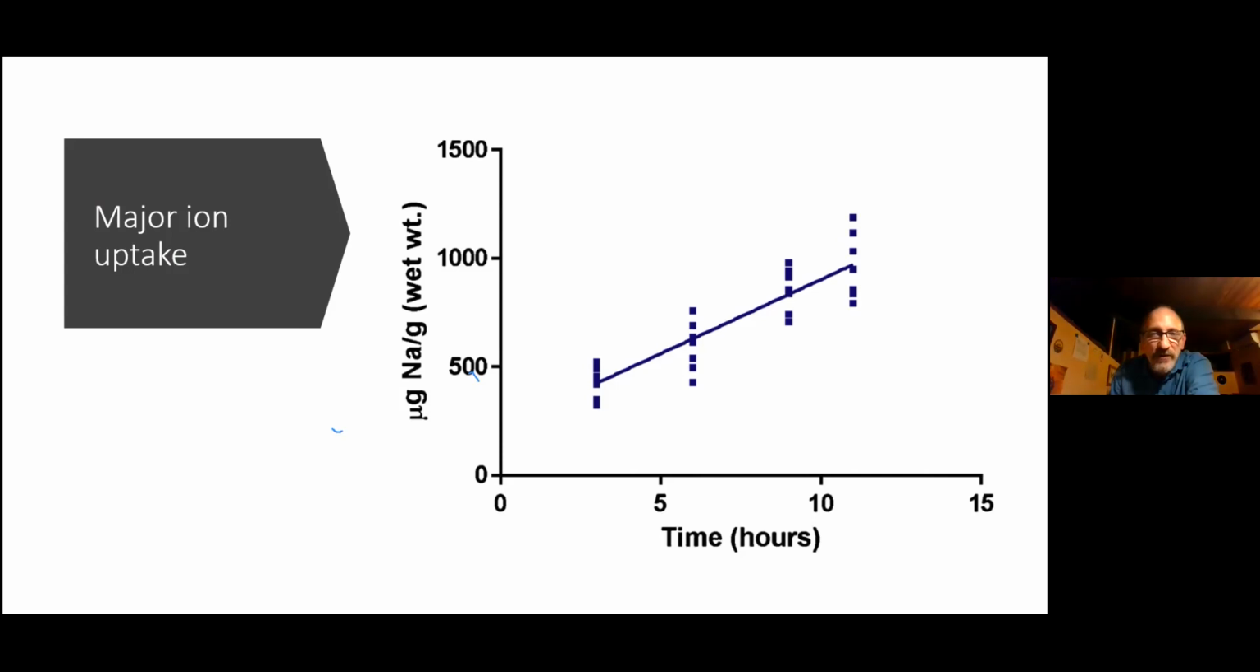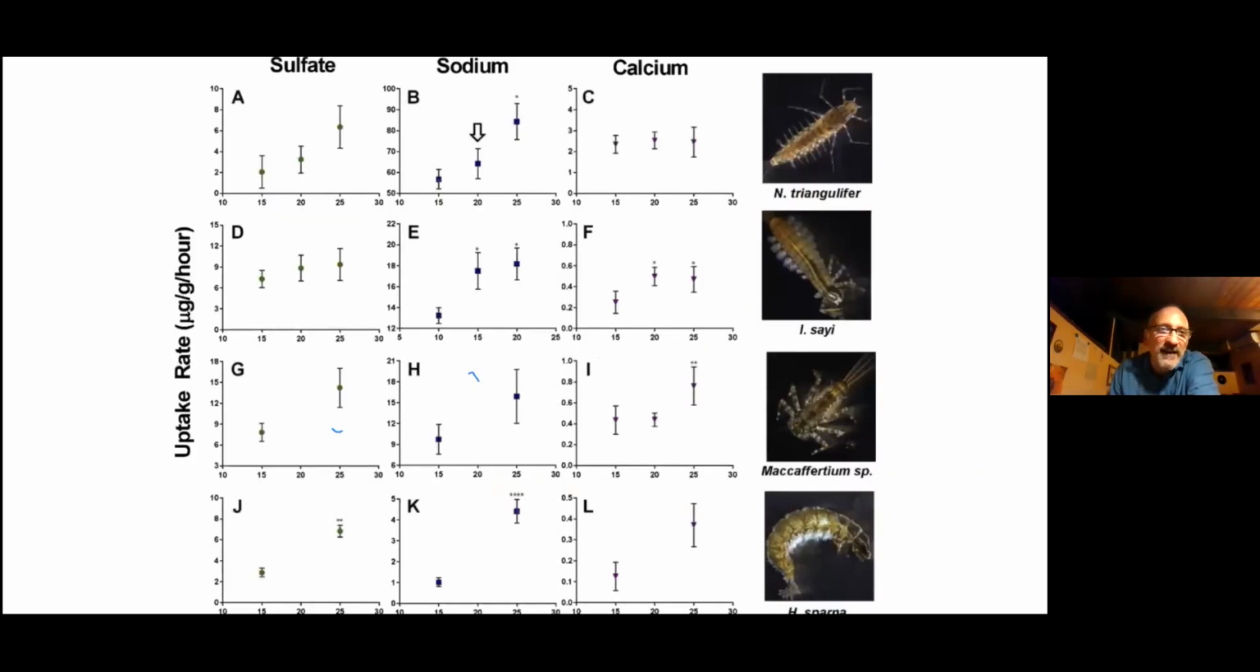We take those slopes, and those slopes are what I'm going to show you in this next slide, where we look at sulfate, sodium, and calcium is the far right. That plot that I showed you just now is this particular data point. This arrow is the previous slide. We see some species-specific differences in transport rates. We see across the board that calcium transport in these aquatic insects, if you look at the y-axis, the rates are very, very slow.